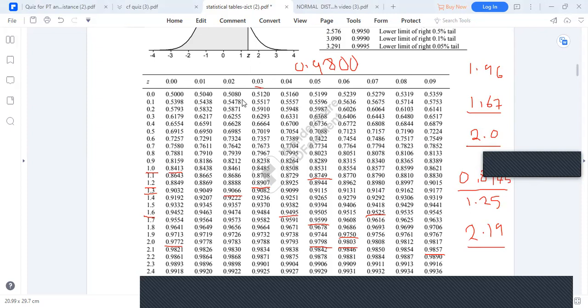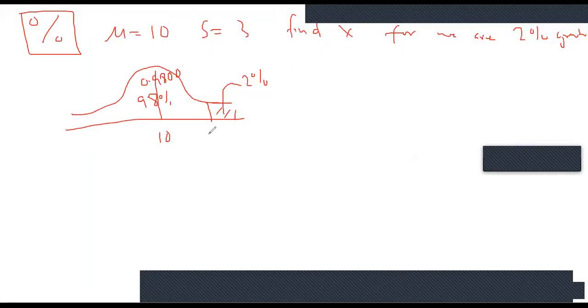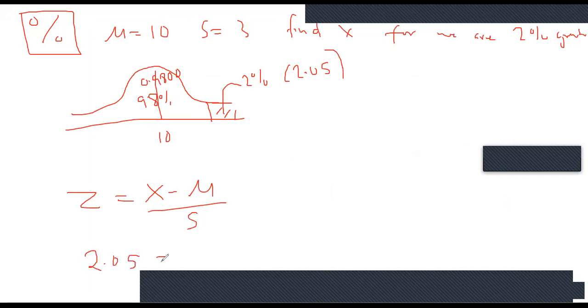All right. So meaning the Z for this part is 2.05. So we're looking for the value of X. We know the standardization formula is X minus mu over standard deviation. So our Z is 2.05, our X we don't know, our mean we know it's 10, our standard deviation is 3. So you cross multiply.